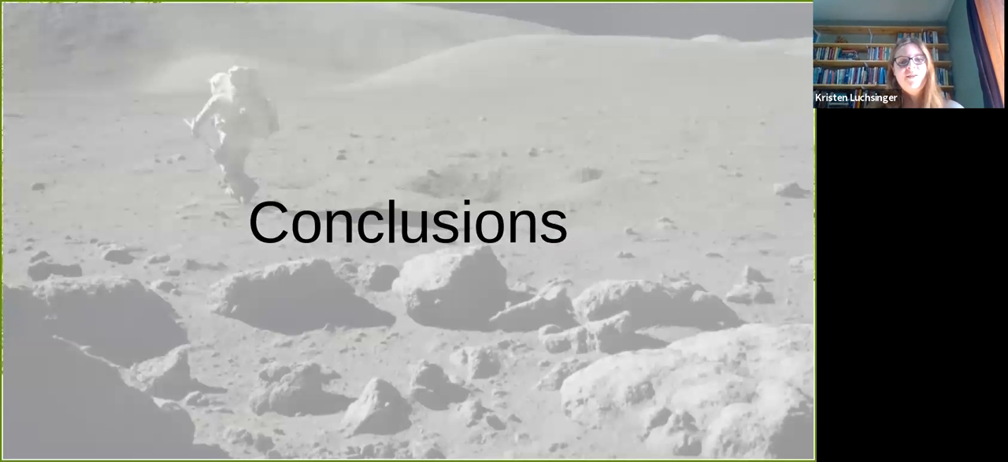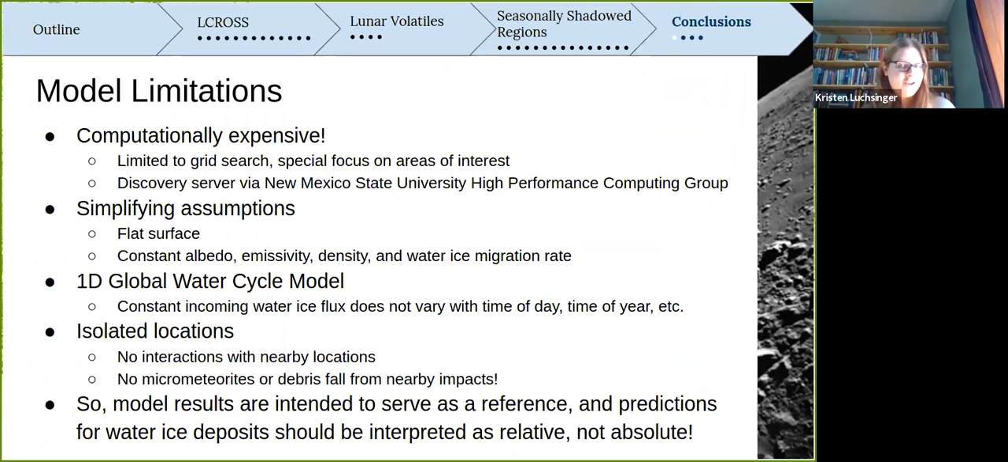So conclusions, there's a lot of limitations to my seasonally shadowed region model. It's computationally expensive for one, but for another, I make a lot of simplifying assumptions. I'm assuming that the surface that the sunlight is hitting is flat. There's no slope to it. There's constant albedo across every location in my model. There's a constant emissivity. There's constant densities. Well, there's a vertical density profile, but they all have the same one. There's a constant water ice migration rate.